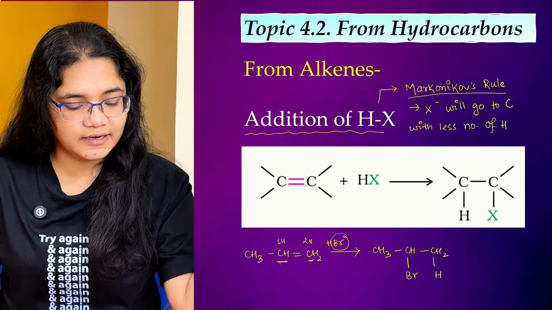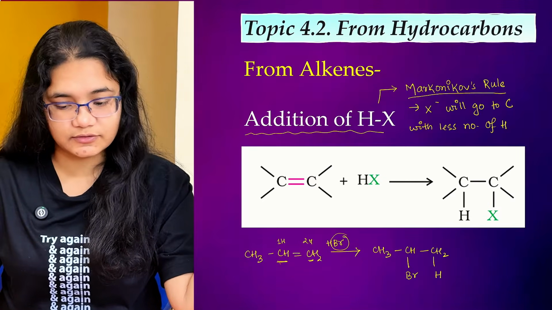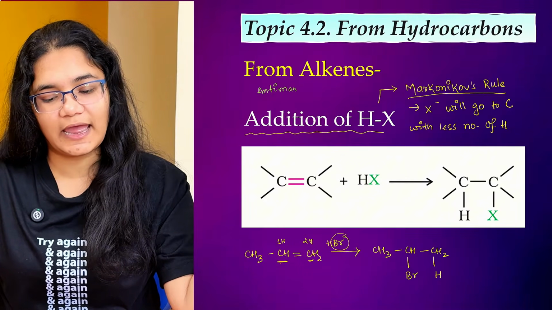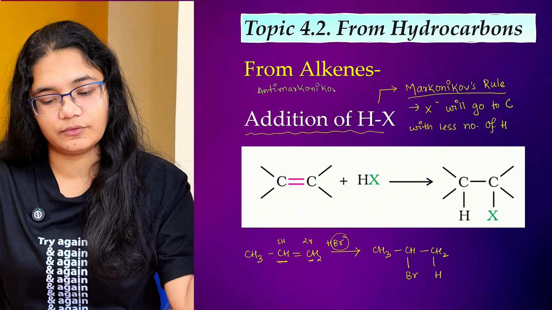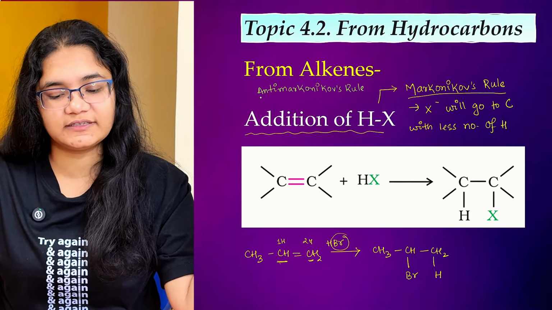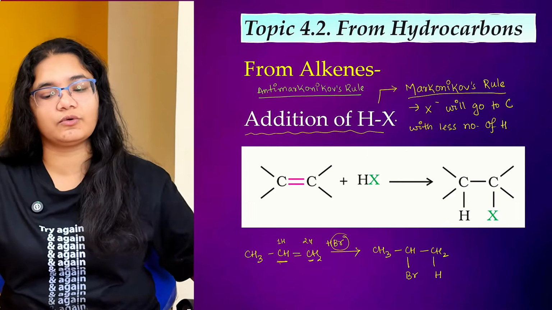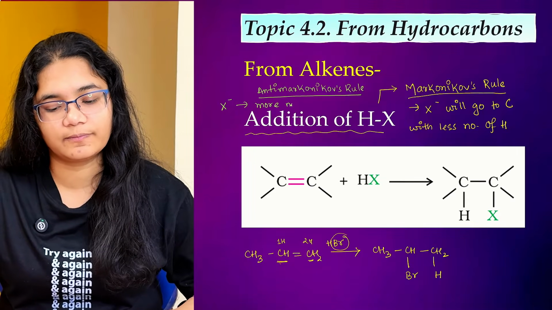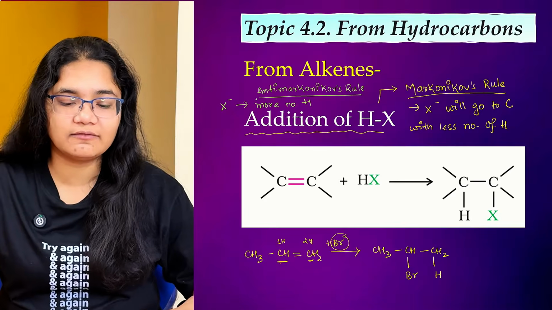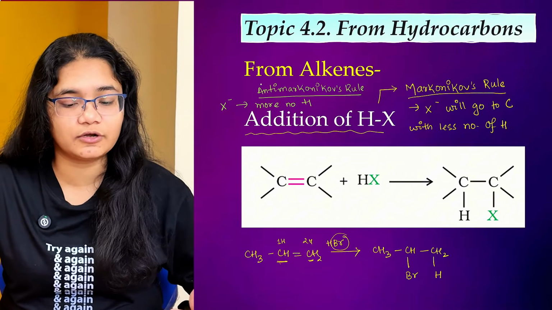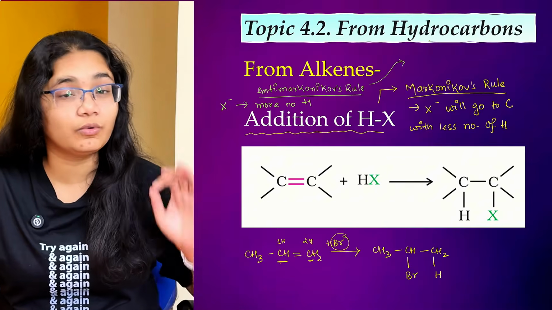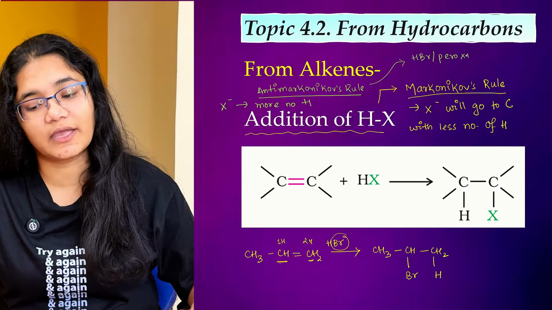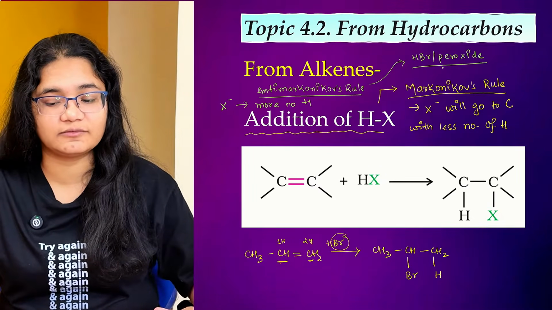Now there is another parallel rule to this, which is called anti-Markovnikov's rule. Markovnikov's rule says X minus goes to the carbon with less number of hydrogen, whereas here X minus will go to the carbon with more number of hydrogen. When can we use anti-Markovnikov's rule? The only reagent which follows anti-Markovnikov's rule is HBr with peroxide. You cannot have HCl, HF or HI, only HBr with peroxide.